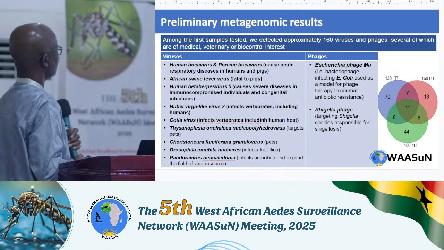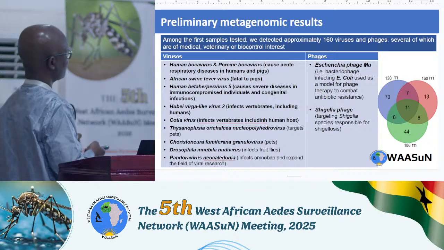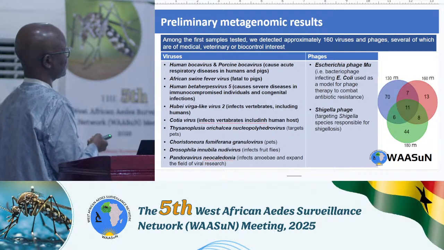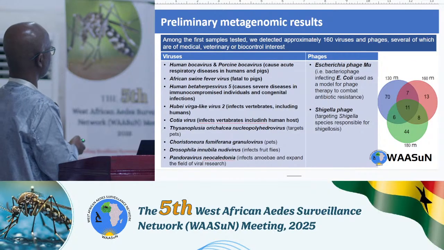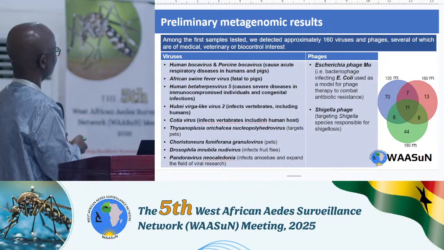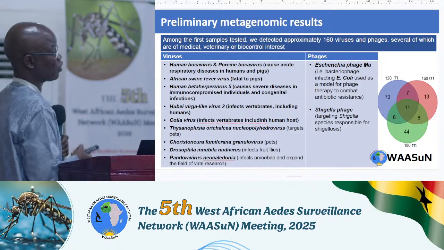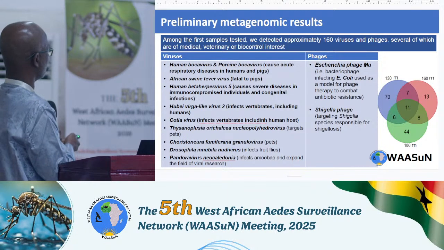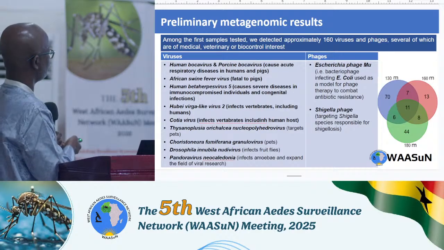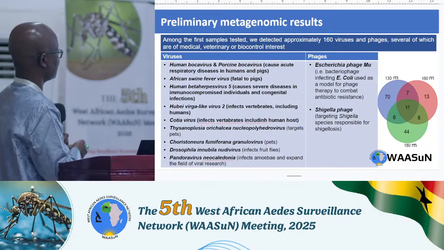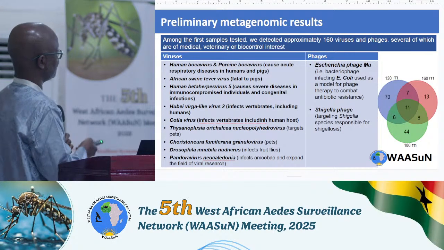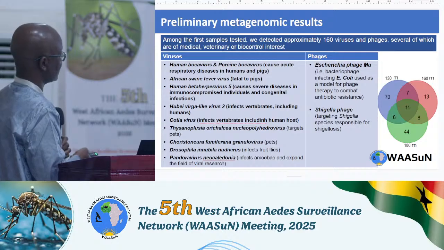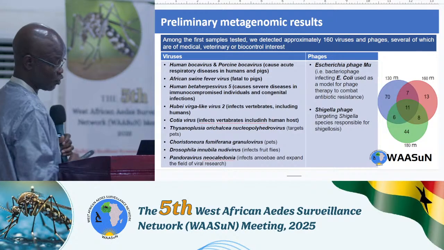And for preliminary metagenomic results, we have found that we have 160 viruses and phages that were isolated from the mosquitoes collected. And for viruses, there were many viruses collected, and all of these are of medical, veterinary, or biocontrol interest. And you can see here we have some bocavirus, some beta herpes virus, and some other viruses that were identified from these species. As well, we got some phages, Escherichia phage MU and Shigella phage MU. So thank you for your attention. It was the result I wanted to share.